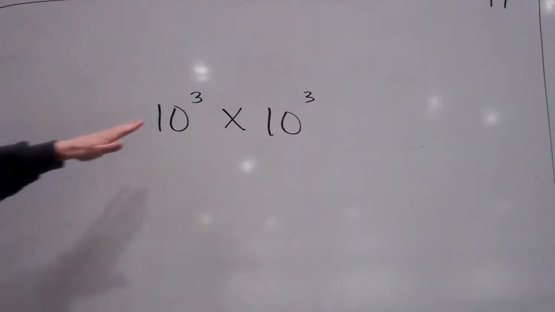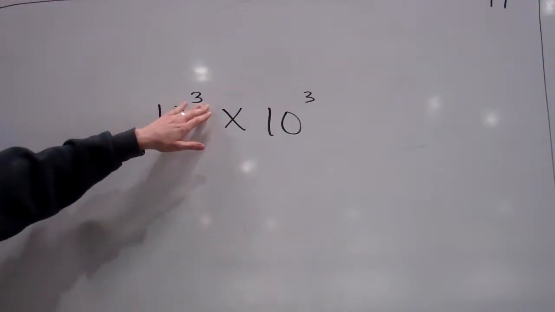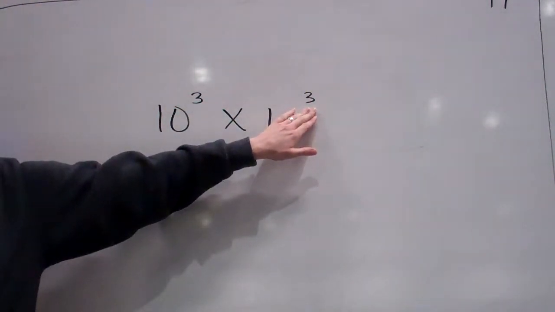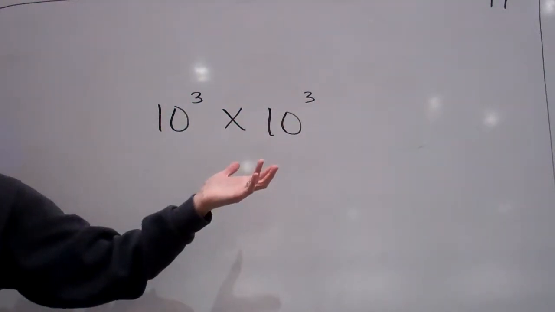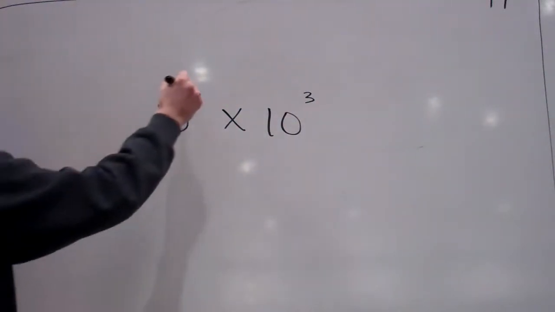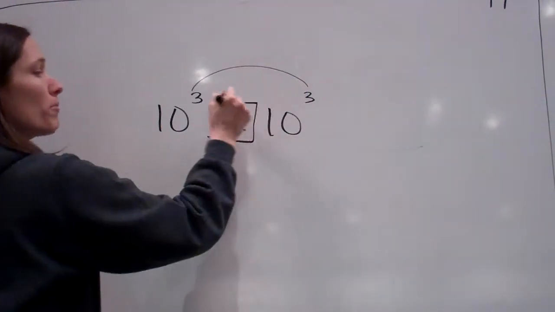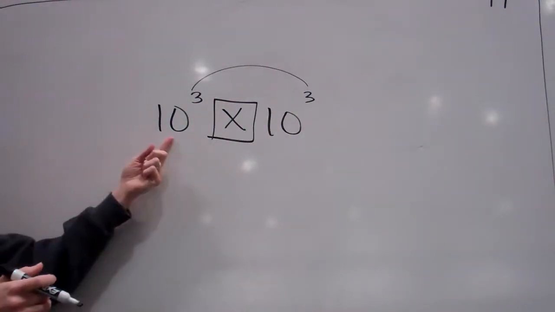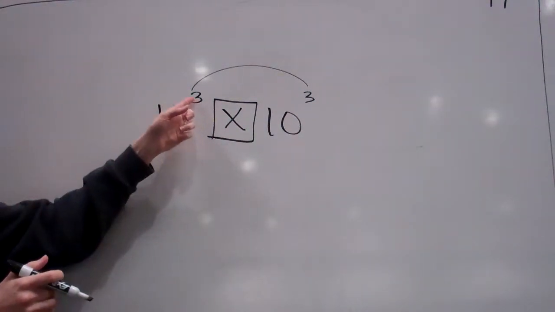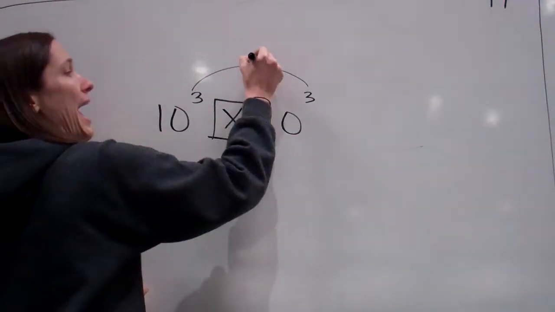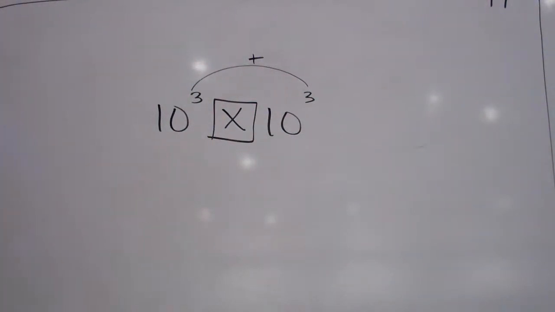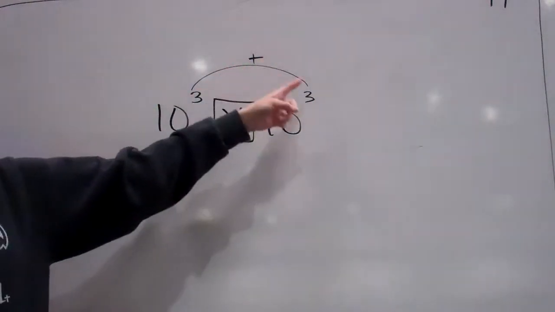Now, what is this one going to give us? 1,000. 3 zeros, and this one's going to give us 3 zeros. So guess what you can do? You can actually add the exponents. So when we are multiplying powers of 10, you can add your exponents. Anytime you're having 10 to the power of something, you can always add the exponents.